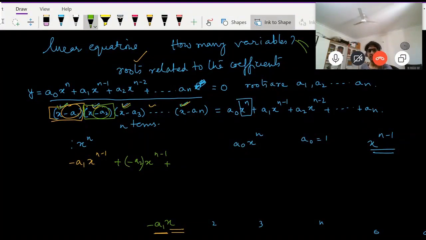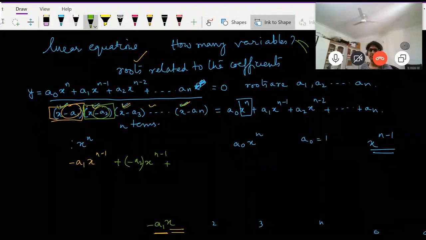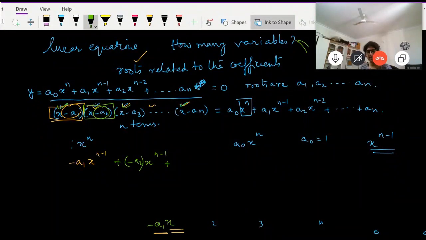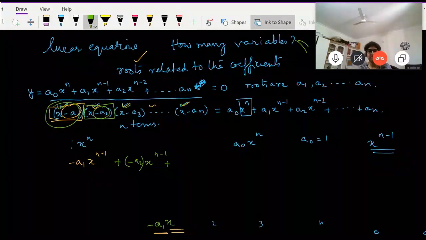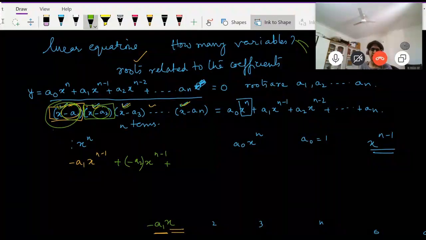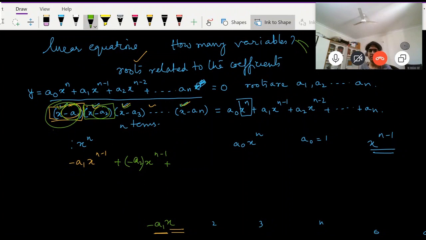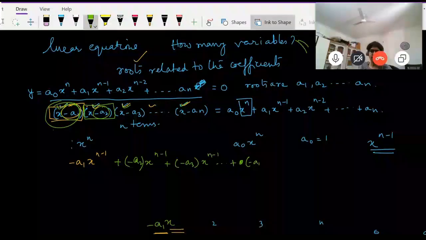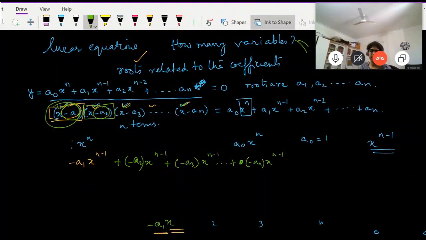right? You're getting this, right? I'm just keeping one of the terms out and just multiplying the x's of all the other terms. So there are n minus 1 terms. So x to the power n minus 1, and then I'm multiplying it with the constant term of the one that I've left out. So if I do this, minus a3 x to the power n minus 1 and so on, all the way up to minus an x to the power n minus 1, right?